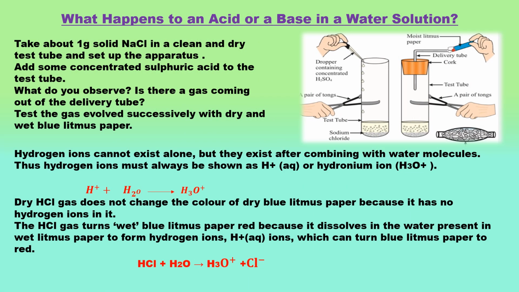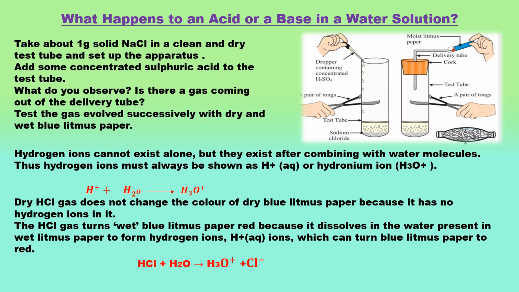What happens to an acid or a base in a water solution? We will now describe an experiment to show that acids do not show acidic behavior without water. We will take the example of hydrogen chloride gas for this purpose. Dry hydrogen chloride gas, dry HCl gas, does not show acidic behavior, but when some water is present, then its acidic behavior can be observed.